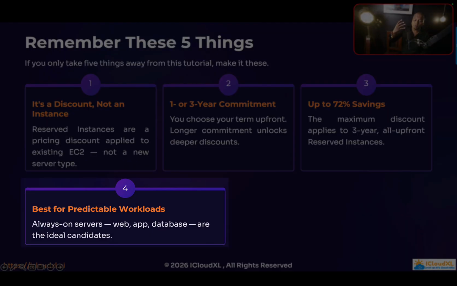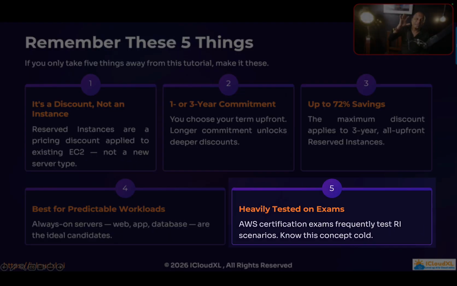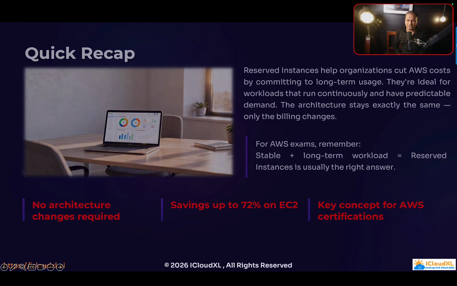Number 4, you remember this is best for predictable workloads. The servers which are always on, web servers, application servers, and database servers are the ideal candidates. And 5th point, this is heavily tested on the AWS certification exam. So make sure you understand it correctly. Quick recap: no architecture changes required, savings up to 72%, and key concepts for the AWS certification exam. Remember these 3 points we discussed.